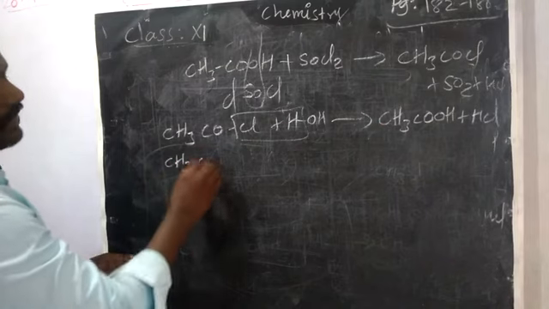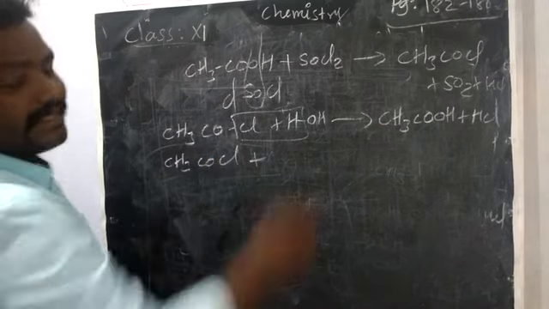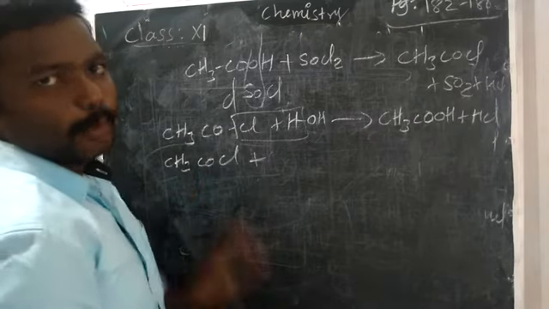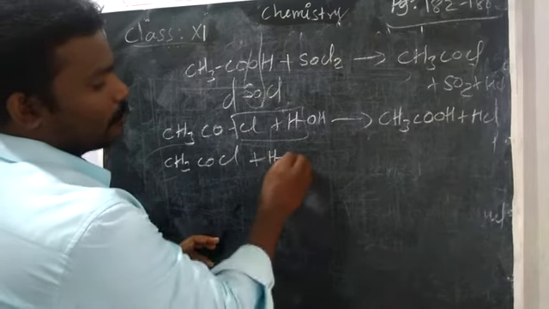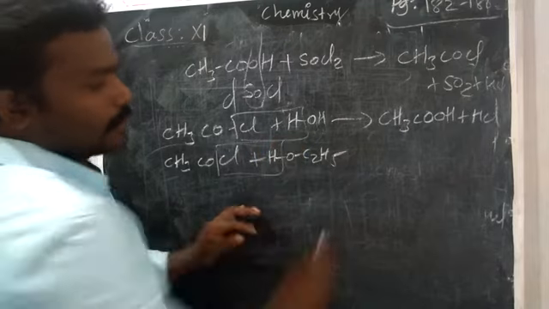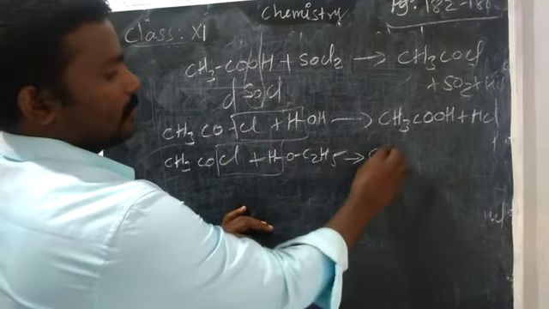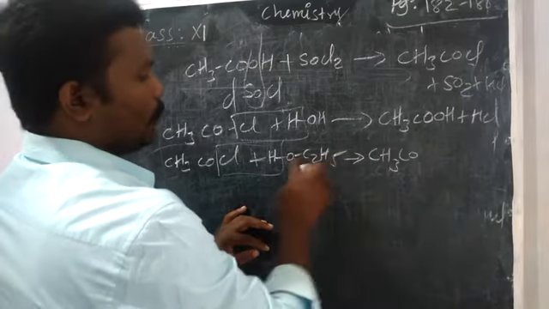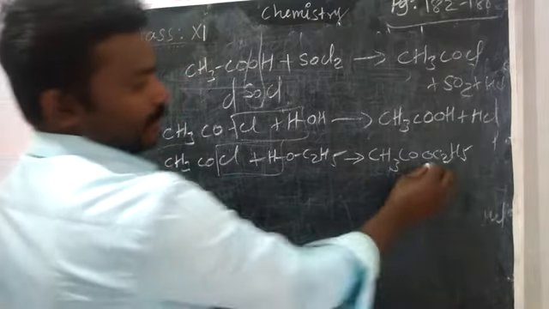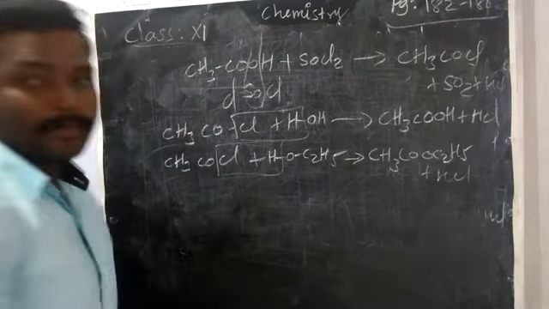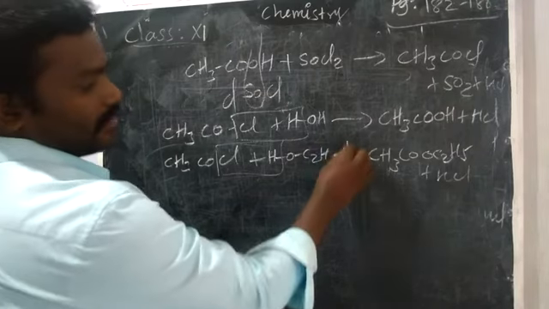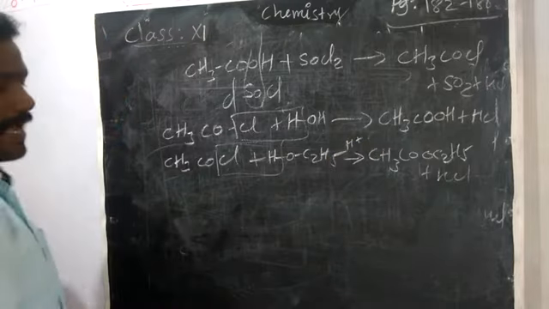Now we can treat it with ethyl alcohol. What is the molecular formula for ethyl alcohol? CH3CH2OH. That you can write HOC2H5. Again we remove HCl, so we will get the ester CH3COOC2H5, ethyl acetate, plus HCl. This is one of the preparations of ester. During ester preparation we can use the same reaction in the presence of an acid catalyst.